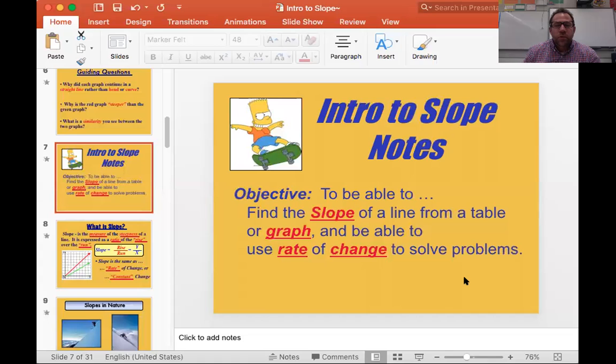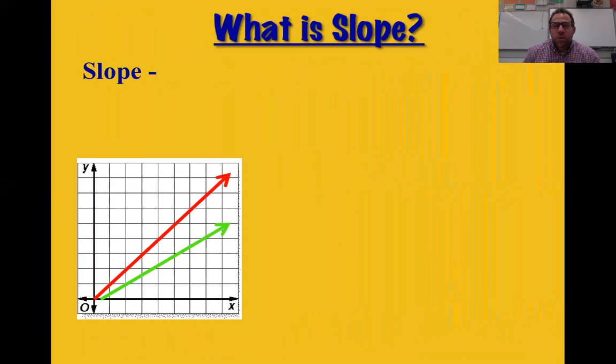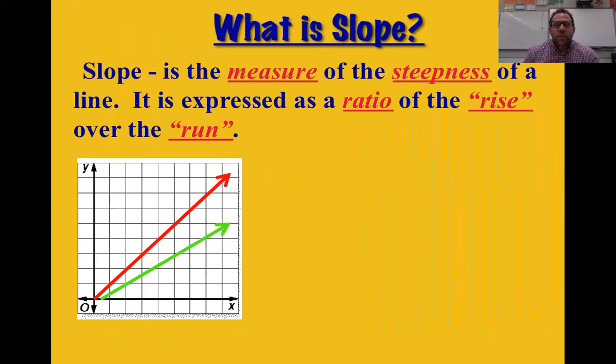So the objective for this lesson is to be able to find the slope of a line from a table or a graph and be able to use rate of change to solve problems. So I gave you a definition of slope. We said that it is the measure of the steepness of a line. So we talked about a line. I used the example of a ruler.